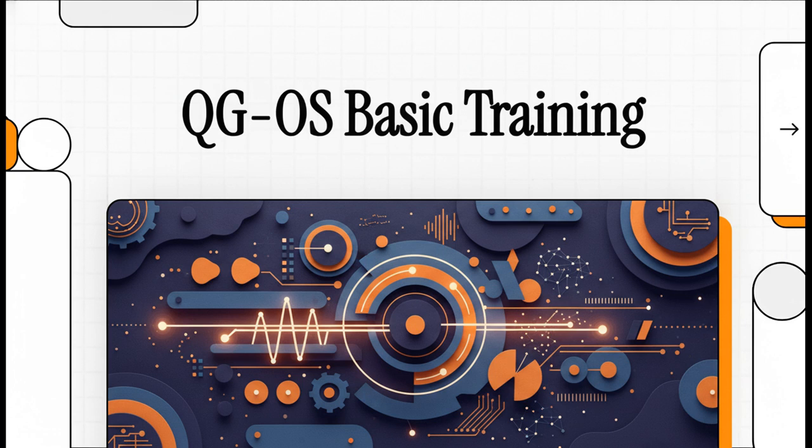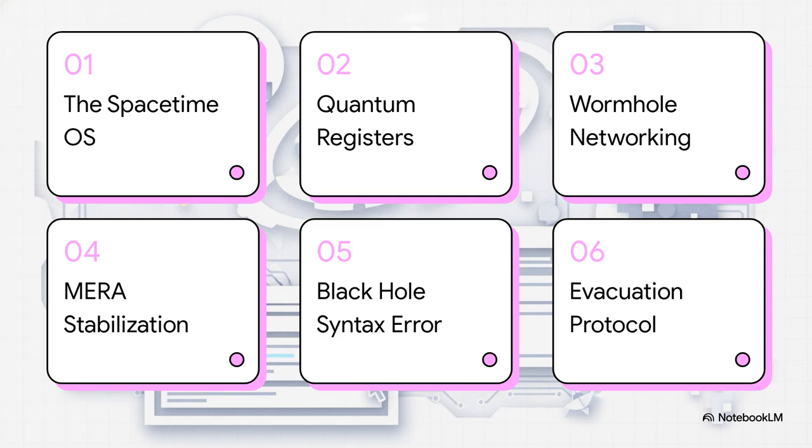Let's get into it. Here's our agenda for today's Explainer. First up, the SpaceTime OS, then quantum registers and memory. 3. Wormhole networking and cooling. 4. Mira network stabilization. 5. The black hole syntax error. And finally, event horizon evacuation.